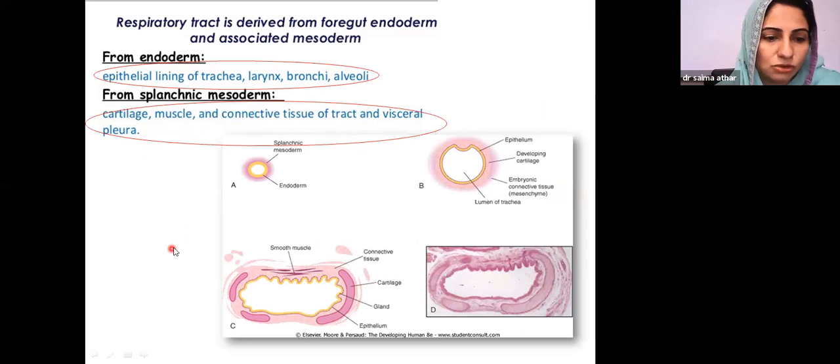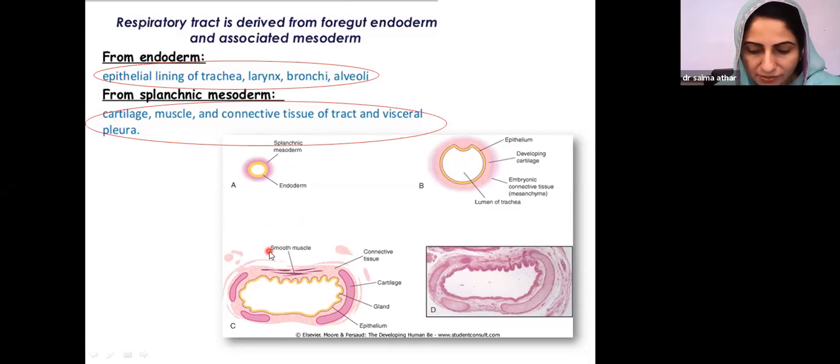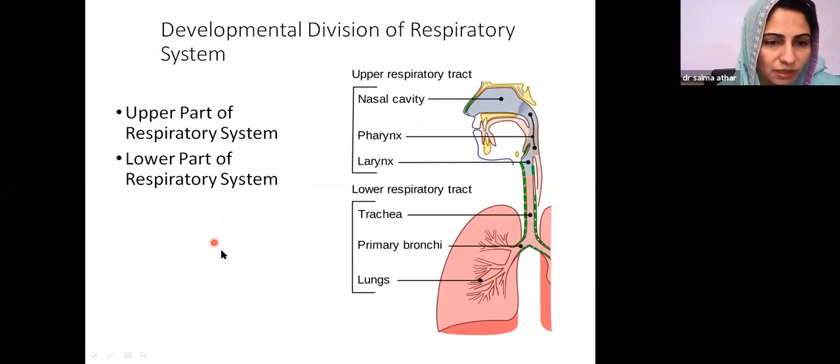Okay. Another thing which I'm just giving you an introduction. I just wanted to show you a video so that you understand the process of development. Now remember that whenever we talk, if anyone asks you from which germ layer the respiratory system is developing, I mean to say lower respiratory system, trachea and the lungs, from which embryonic germ layer?